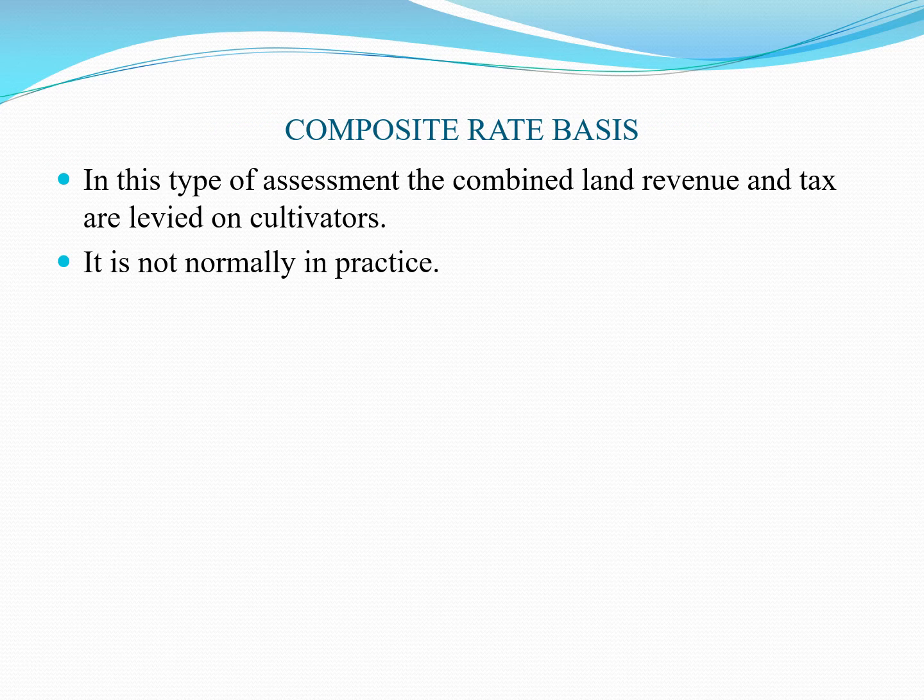Next is the composite rate basis. In this type of assessment, the combined land revenue and tax are levied on the cultivators or farmers. Both these taxes, combined land revenue and tax, are applied on farmers or cultivators, and this type of assessment is not normally used in practice.